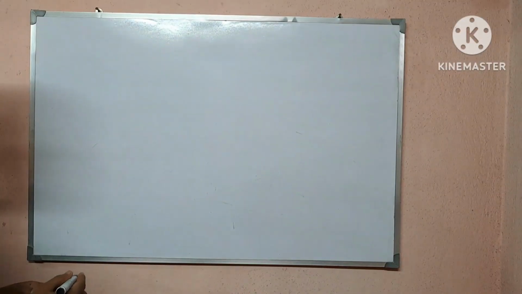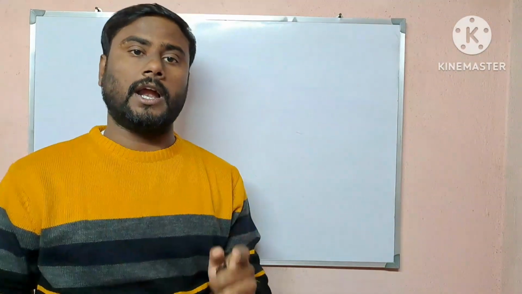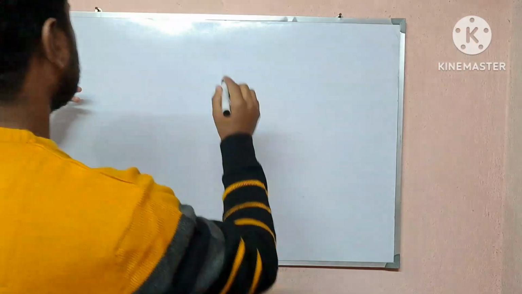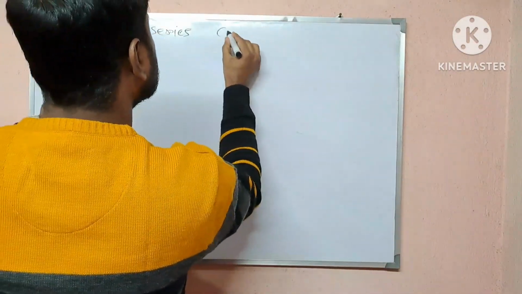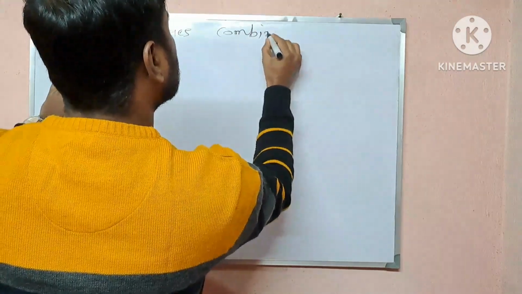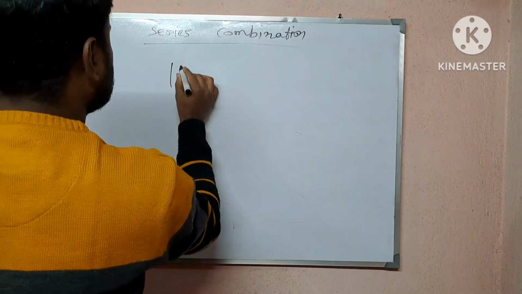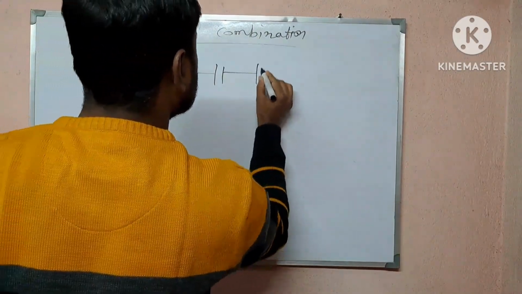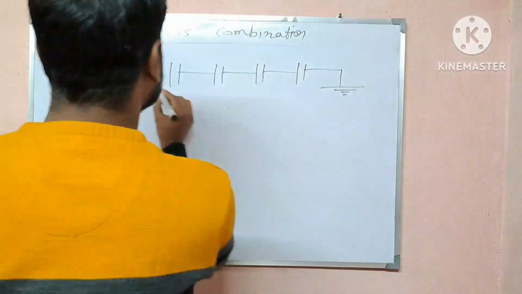So let's start. Combination of capacitors, there are basically two types of combination. One is called series combination and another one is called parallel combination. So for series combination, the circuit looks like that. This is basically the circuit. Let's say the last one is grounded.